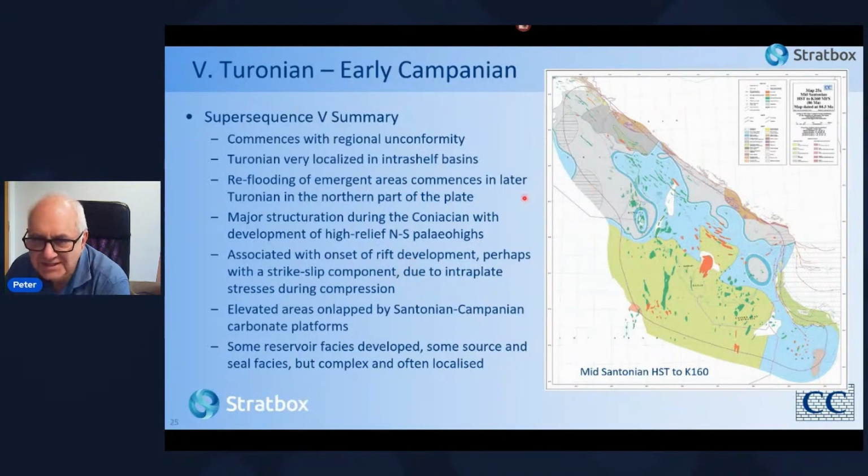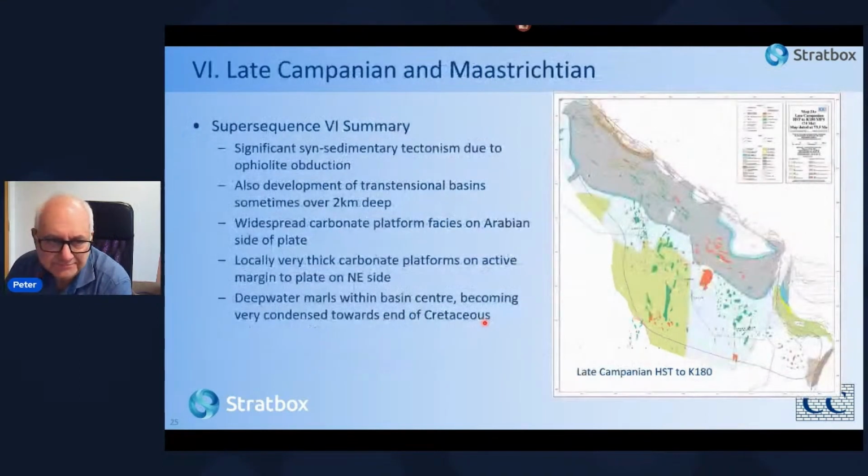So this is also the stage where we go from the southern margin of Neotethys being a passive margin to a convergent margin. This palaeogeographic map shows the mid-Santonian high stand to the K160 flooding surface, where much of the elevated areas are onlapped by these very large carbonate platforms. Some reservoir facies are developed, and there's some source, but seal facies are often complex and often quite localized.